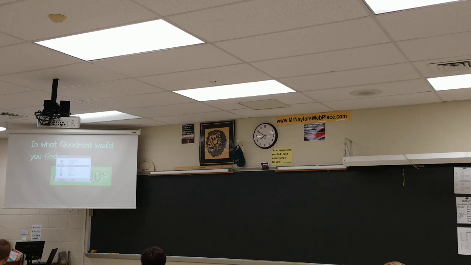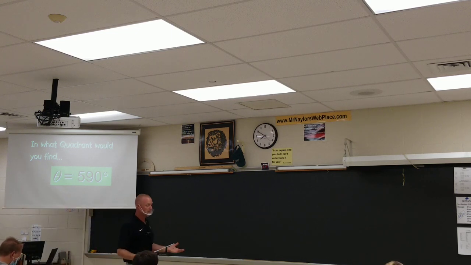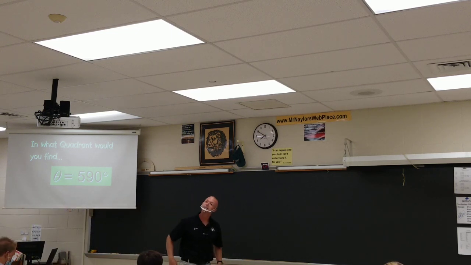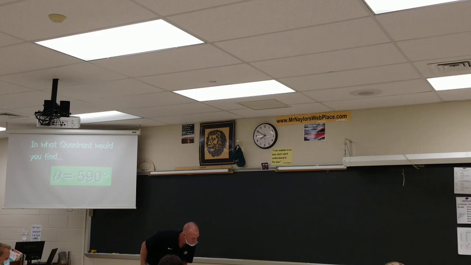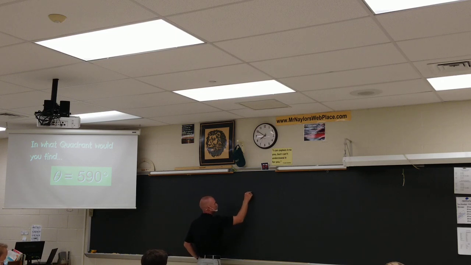All right, so Quadrant 3. Is there anyone that you wouldn't mind explaining how you thought of this? I didn't really teach this yet. Any way that you got Quadrant 3 and you wouldn't mind explaining a little bit? Brandon. Well, I just subtracted 360 from 590 since I think that just started me over again. And then I got 230 from that.